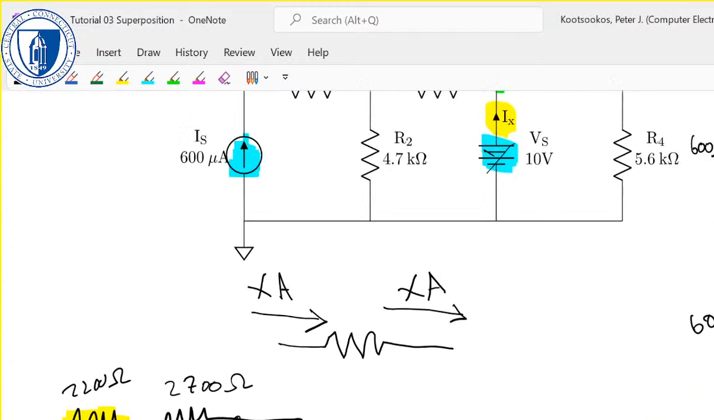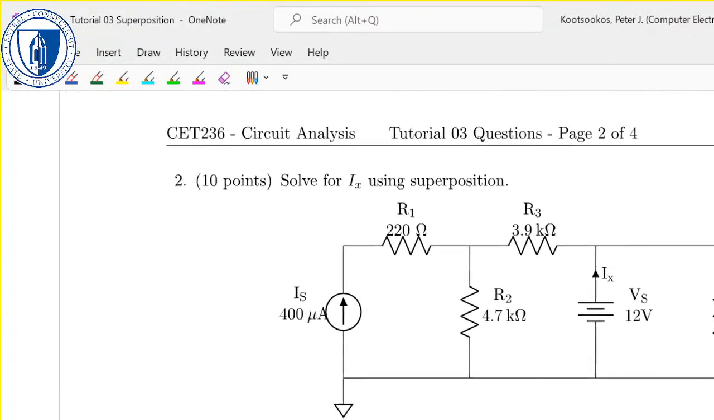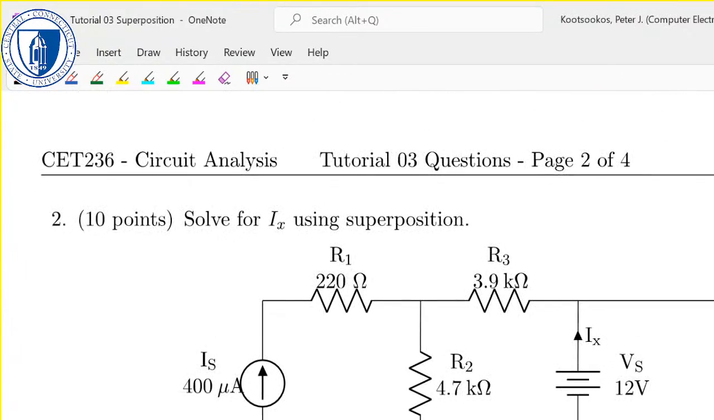Okay, I suggest you all try and do problem 2. Feel free to work with your neighbours if you want to, and I'll come back in about 10 minutes and see if we can work through it together.